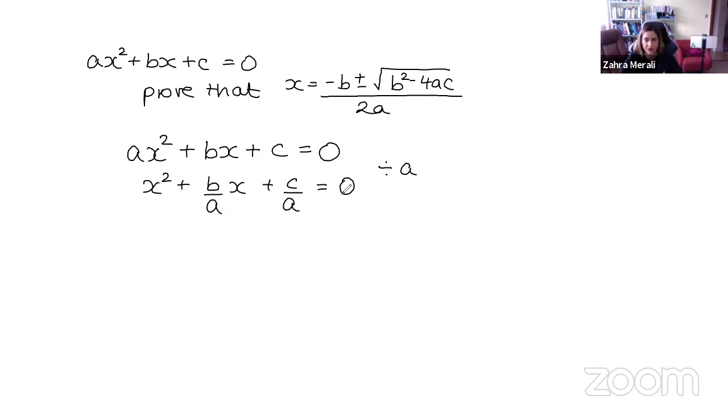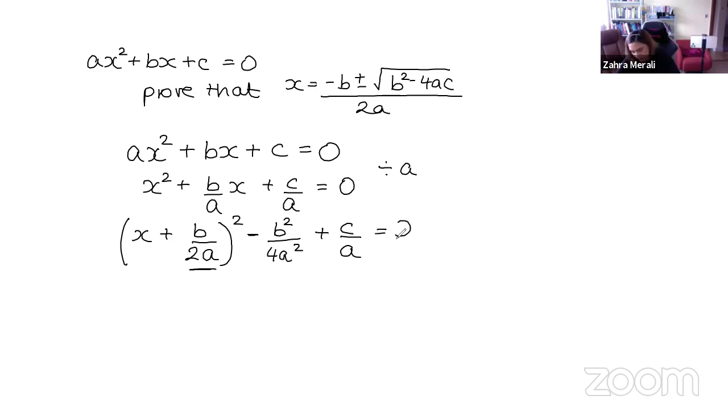So we're going to half what's in front of the x. We've got b over a in front of the x. When we half that, we get b over 2a, because the half goes on the bottom, squared. Now we square this term over here. Square the top to give us b squared, square the bottom, which gives us 4a squared. And we still have our c over a equals 0.